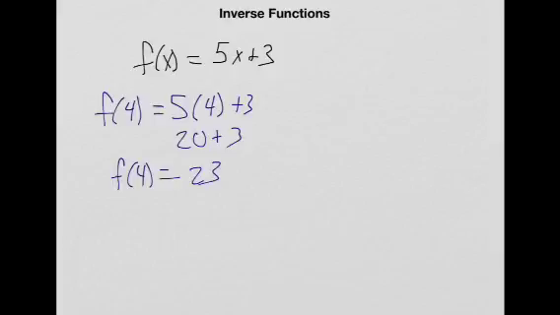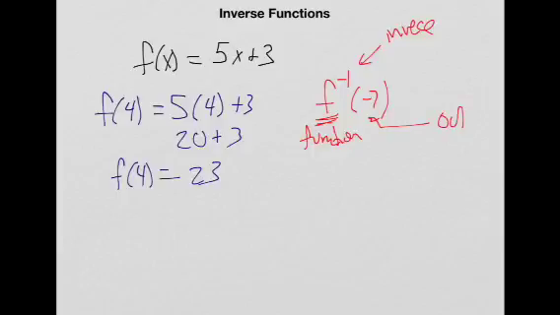But what if I came along and said, oh, how about find f inverse of negative 7? What is f inverse? Well, right now we don't know. We'll find out what it is. But since I know this is the inverse, I know my function is f, and this negative 7 is actually the output.